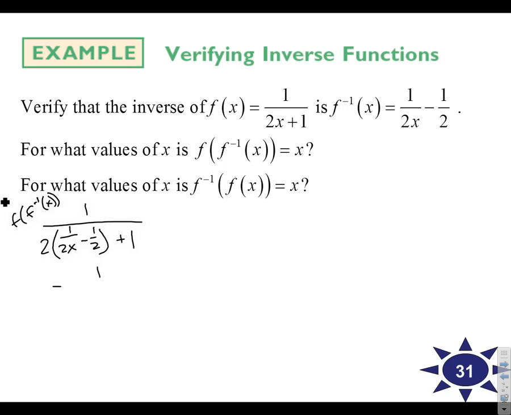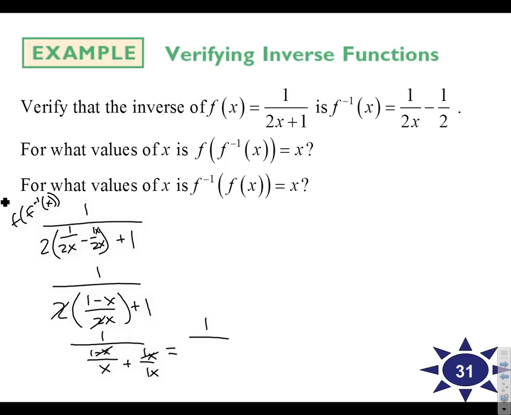Let's clean this up. 1 over 2, and we would need a common denominator here. We would need to add an extra x here. So we would have 1 minus x over 2x plus 1. 2's cancel, and we've got 1 over 1 minus x over x plus 1, which we could make x over x for a common denominator. What happens when you have a minus x and a plus x? That's out of here. So now we've got 1 over x, which is the same as 1 times x over 1, which gives us x.